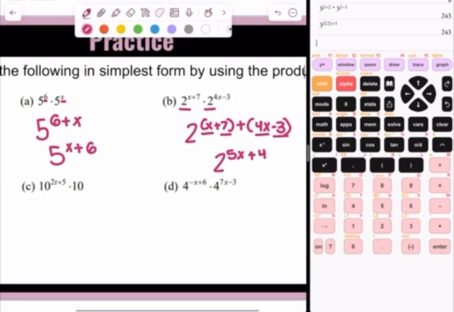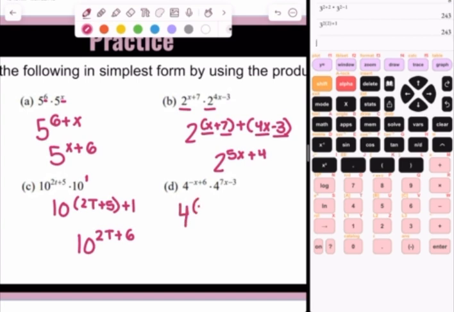Good. This 10 has an imaginary 1. So 10, 2t plus 5 plus 1, because I'm adding the two exponents, would give me 2t plus 6. And this last one, I keep my base of 4, and I'm adding the exponent negative x plus 6, and I'm adding it to the 7x minus 3. So that would be 4. Negative x plus 7x is 6x. 6 plus negative 3 is positive 3.